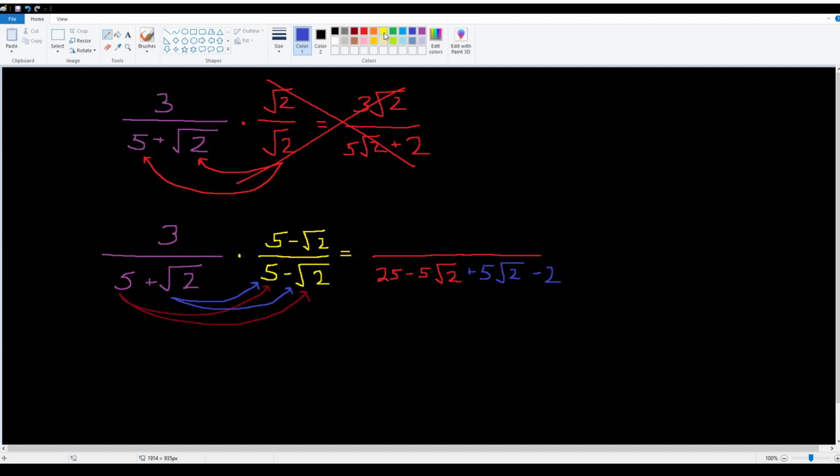But now if we look at this bottom here, negative 5 square root of 2 plus 5 square root of 2, these two terms are going to cancel each other out. So in my denominator, I really just have 25 minus 2.